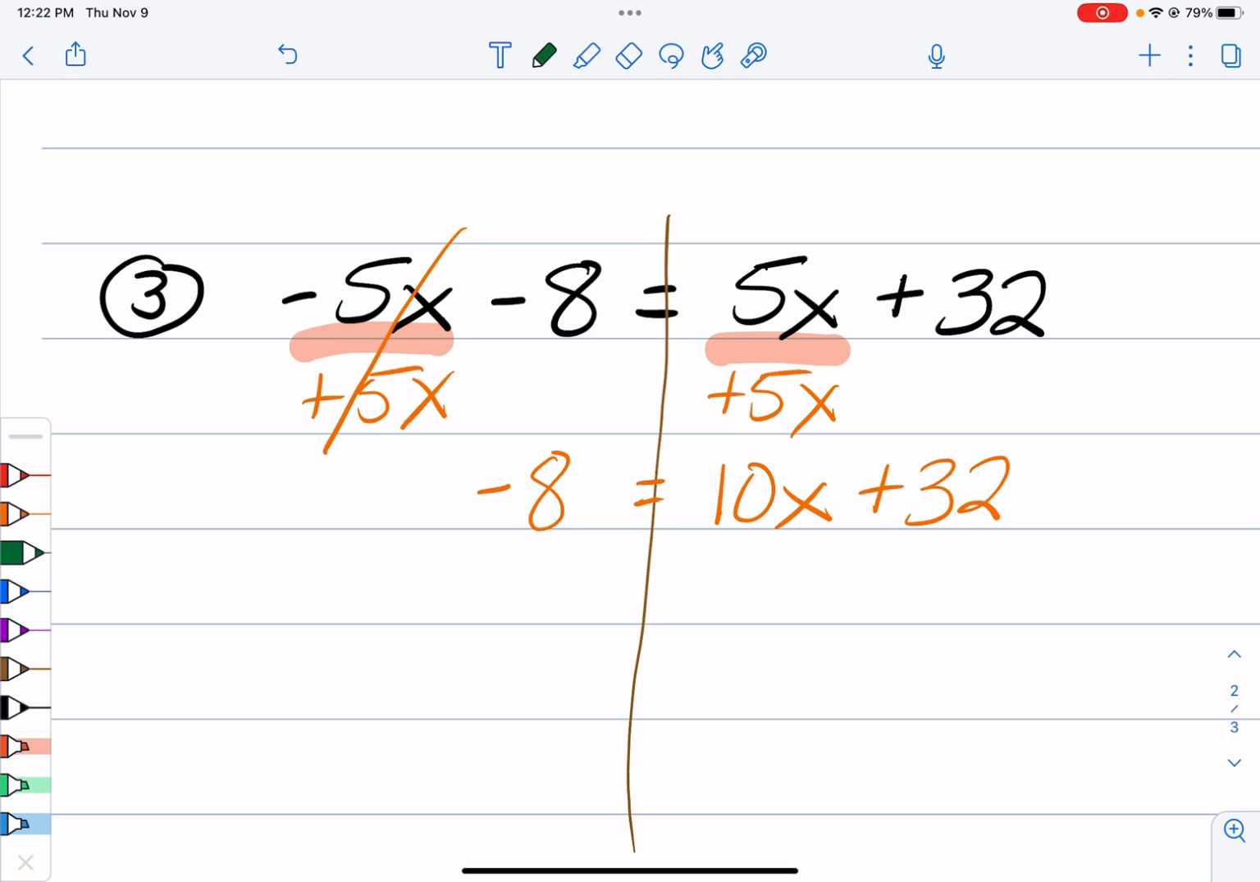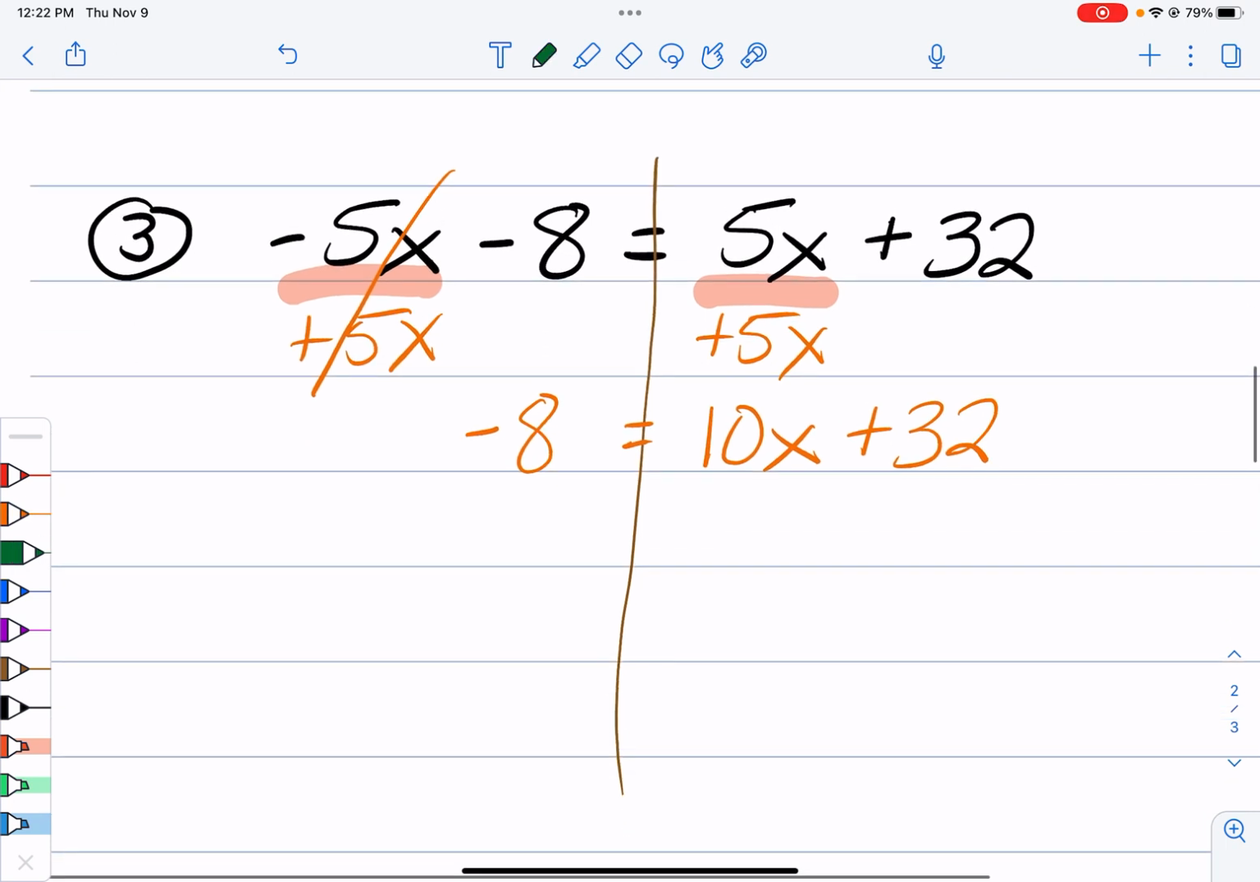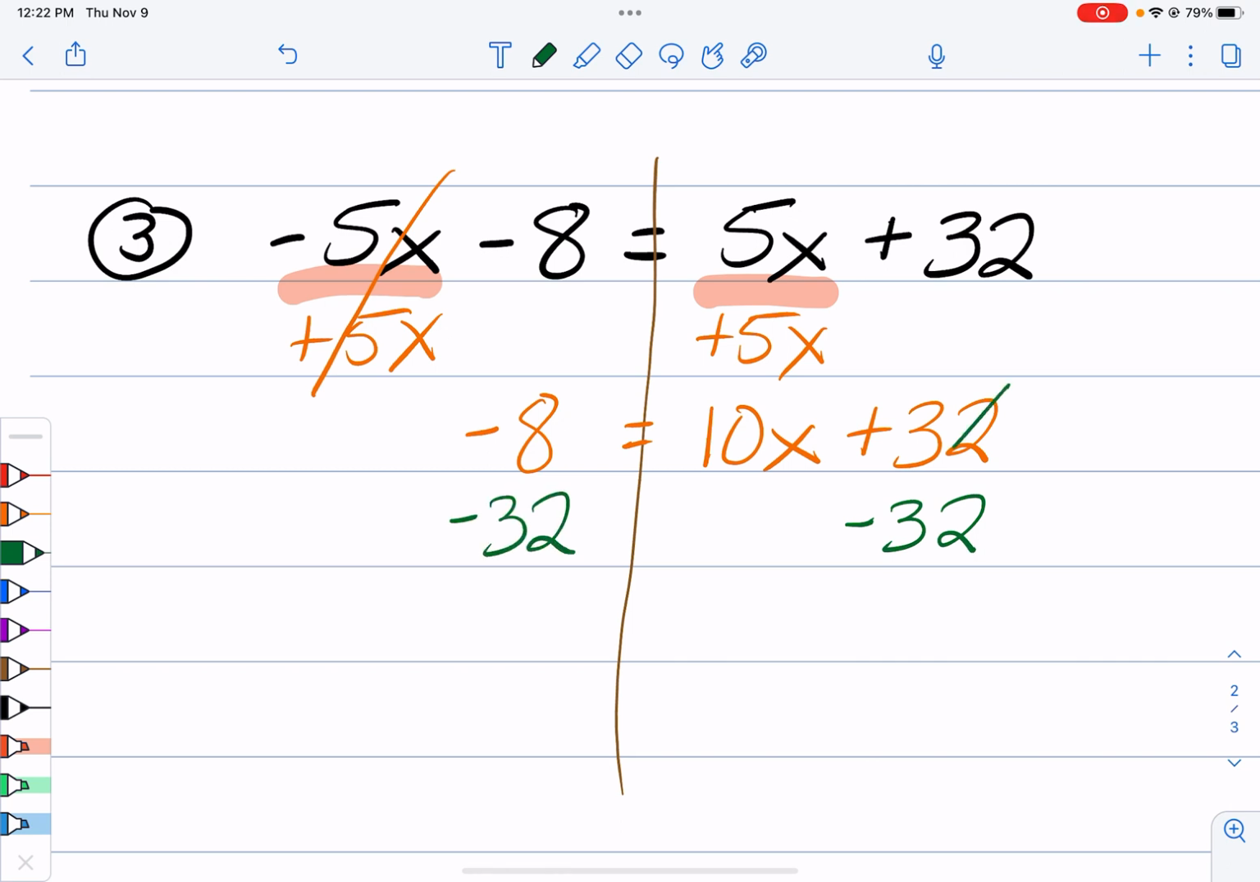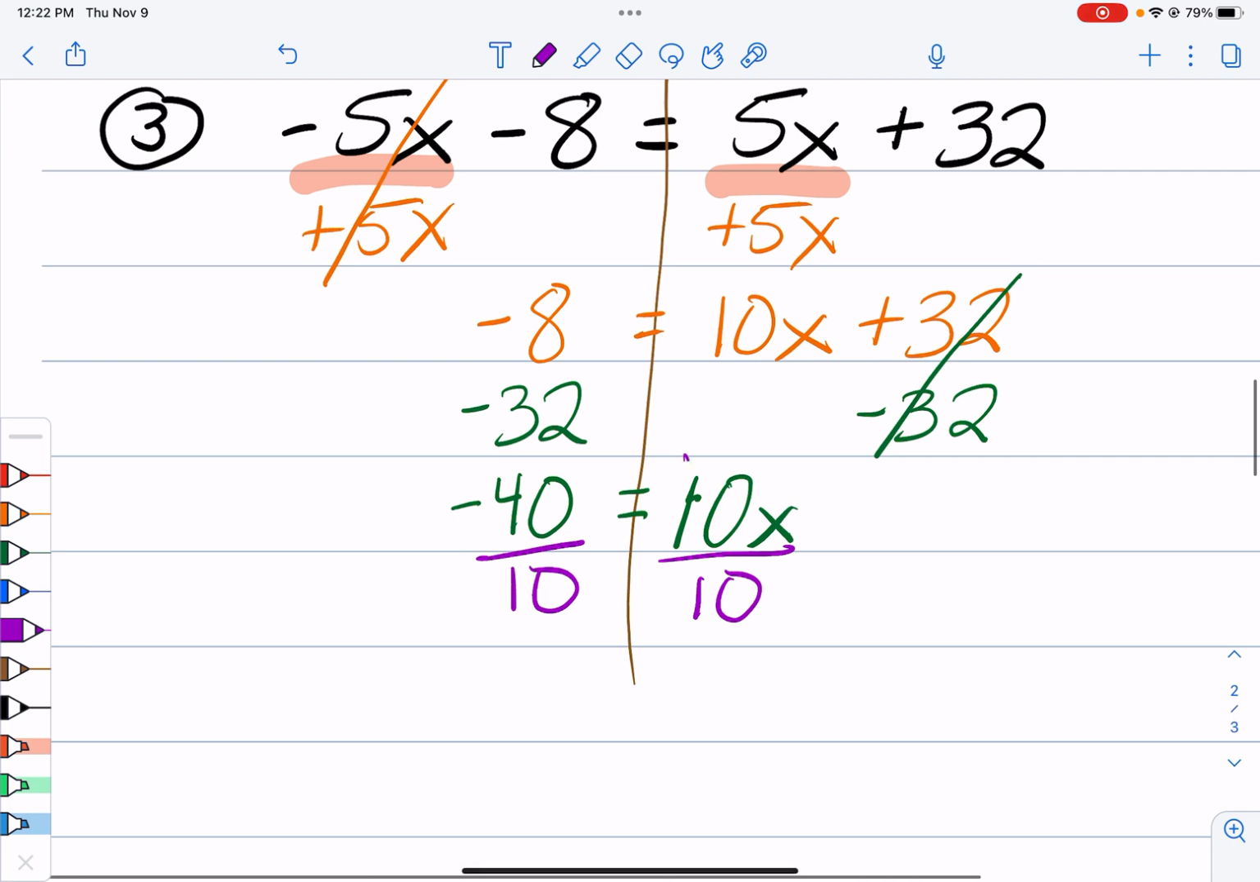So I'm going to undo my addition and subtraction. I'm going to subtract 32. And negative 8 minus 32 is negative 40. They're both negative. Combine them together. And it equals 10x. And I'm going to divide both sides by 10 to get my variable by itself. And now we have x equals negative 4.